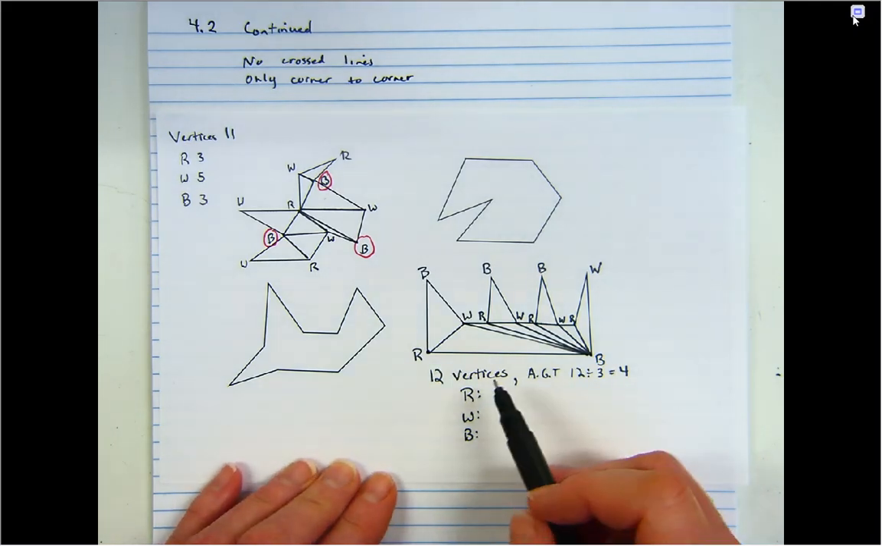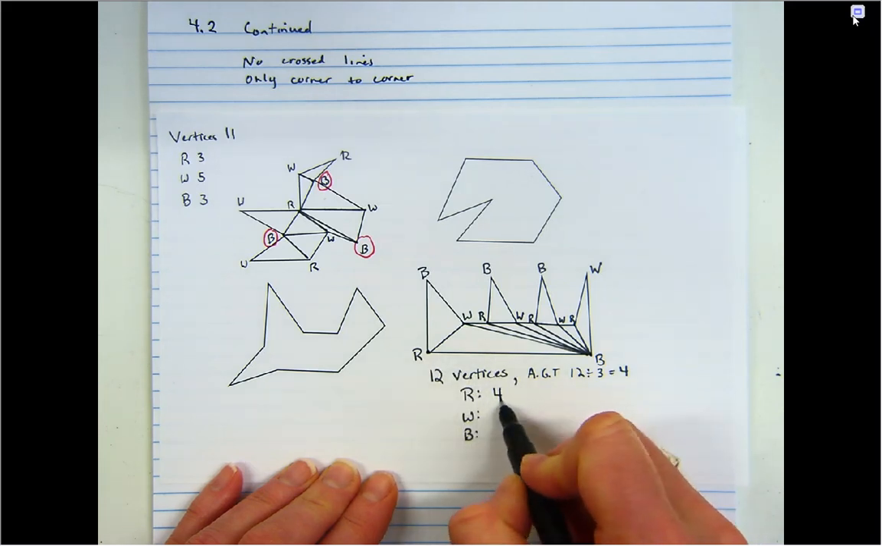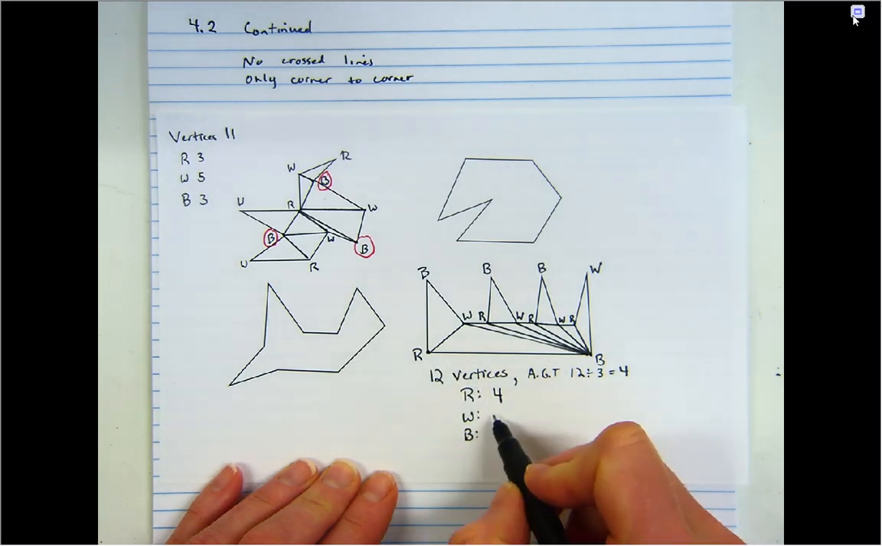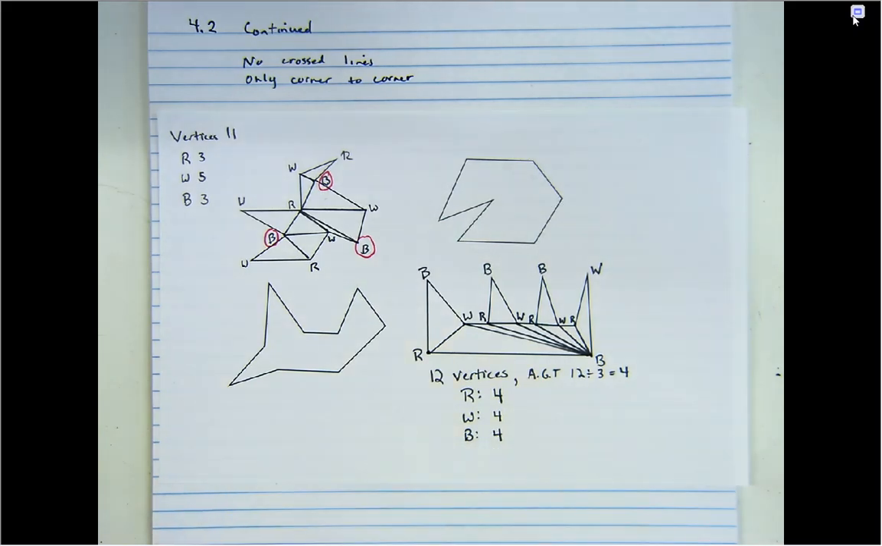So here, red, 1, 2, 3, 4 red. White, 1, 2, 3, 4 white. Blue, 4 blue. That doesn't always happen. Sometimes there's different ways you can have these colors, like maybe 5 and 4 and 3, okay? So whichever one is the least is what you pick.